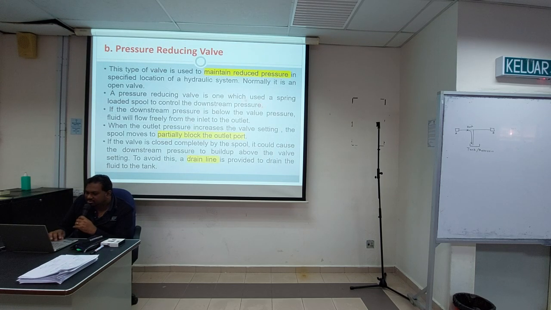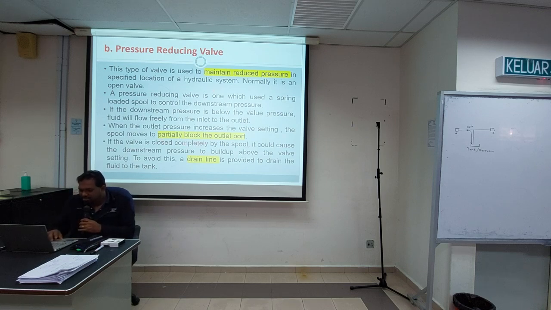Then you have a pressure reducing valve. So this type of valve is used to maintain reduced pressure in the specific location of a hydraulic system. Okay, maybe in one particular place, walaupun your system can function with 500 bar, tapi this particular section dia hanya boleh accept 100 bar. So you letaklah pressure reducing valve dekat sana. Okay, before the thing enters, so you control that particular pressure only for that particular area.